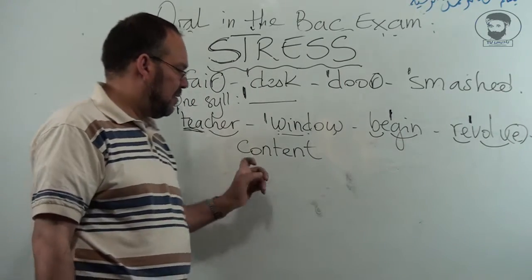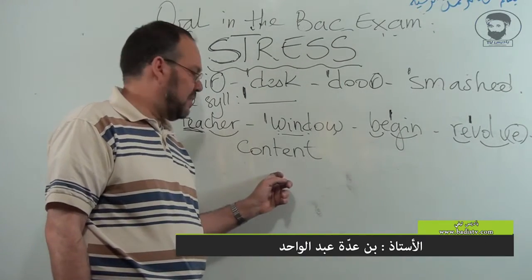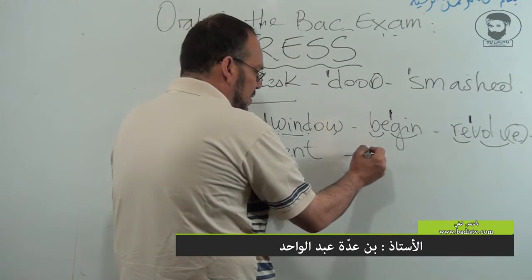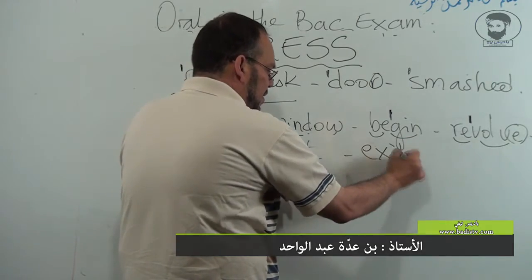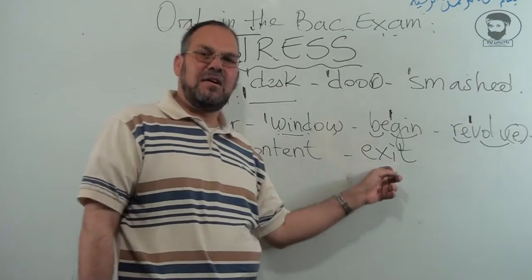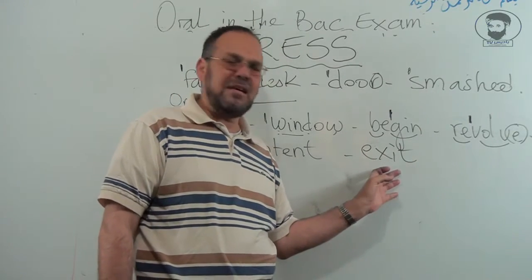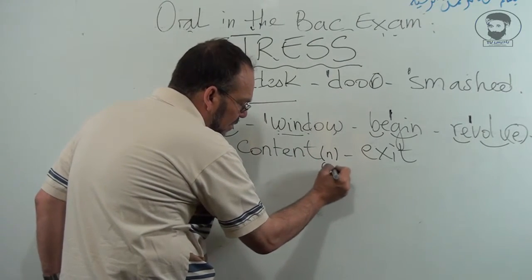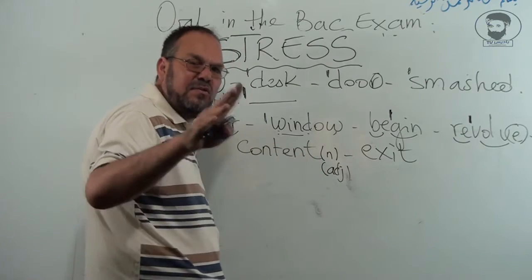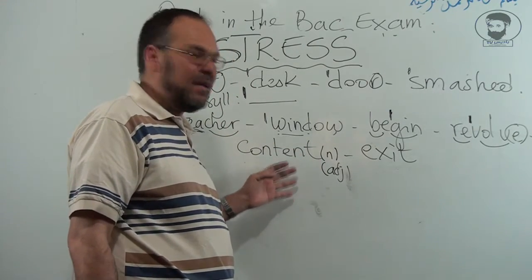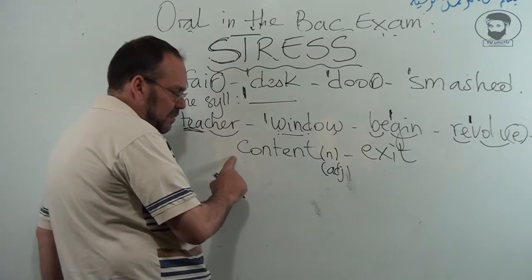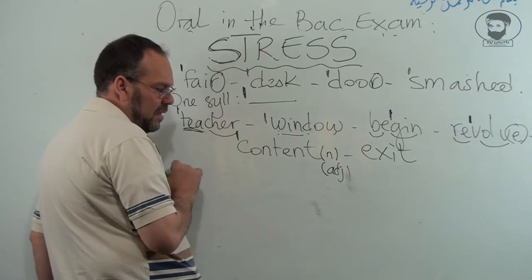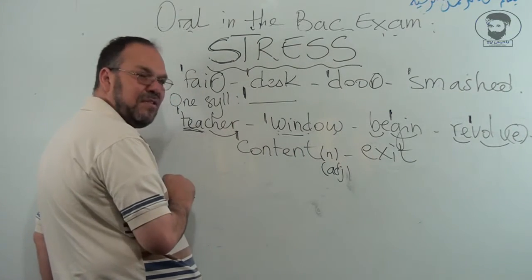Now, let's see this one. Is this a noun, a verb, or an adjective? What is this word? In the baccalaureate exam, if they give you this kind of word, they write in brackets noun or adjective like this. But they do not give you words like this, but just to be sure of this kind of word. In English, content, when it's a noun, is CONtent, and when it's an adjective, it's conTENT. The noun is on the first syllable.